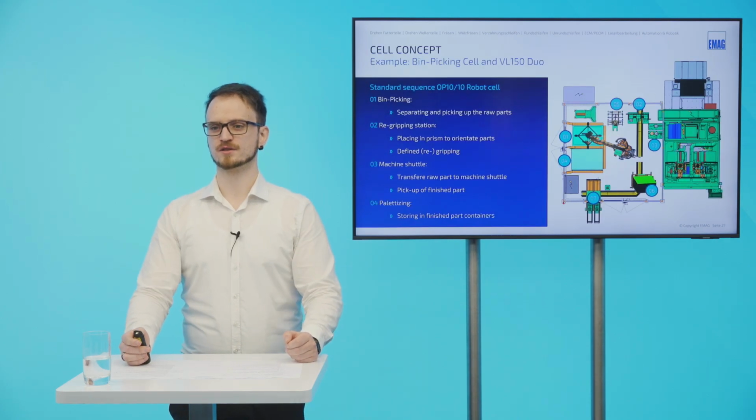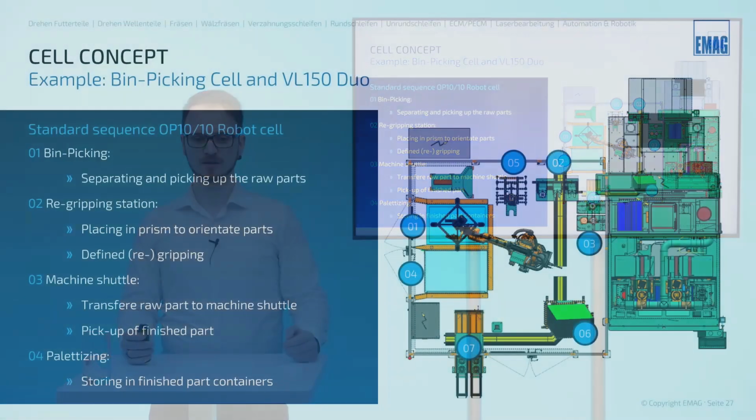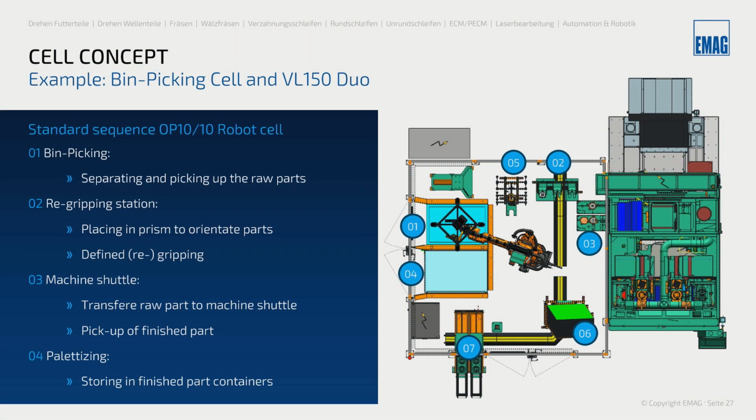So let's have a first look at the layout. On the right side, we can see our machine, and then we have the different stations in the bin picking cell. On position 1, we have the bin picking system themselves. We have the camera and the raw part container where we will pick up and separate the parts.